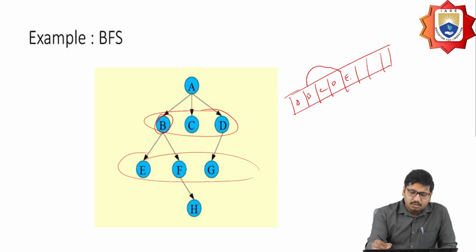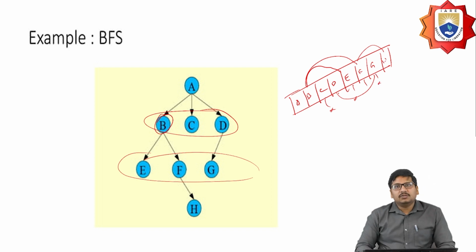E and F, right? For C there is nothing, and for D the element will be G. And similarly for E there should be no elements, and for F I'm going to have H and G for this. So this should be the order of this BFS.